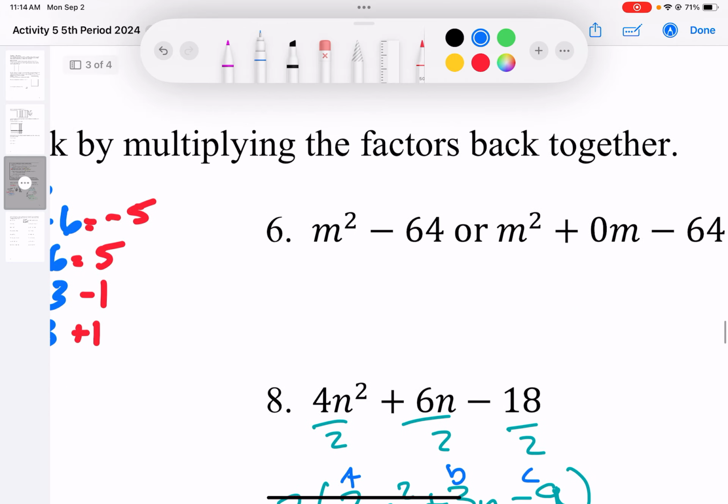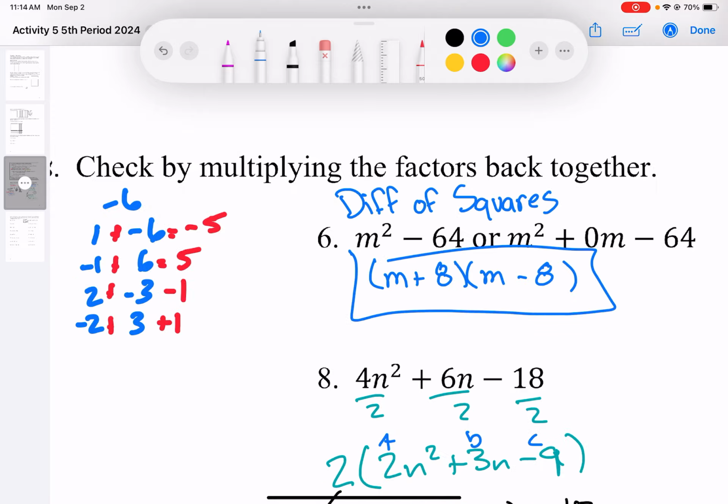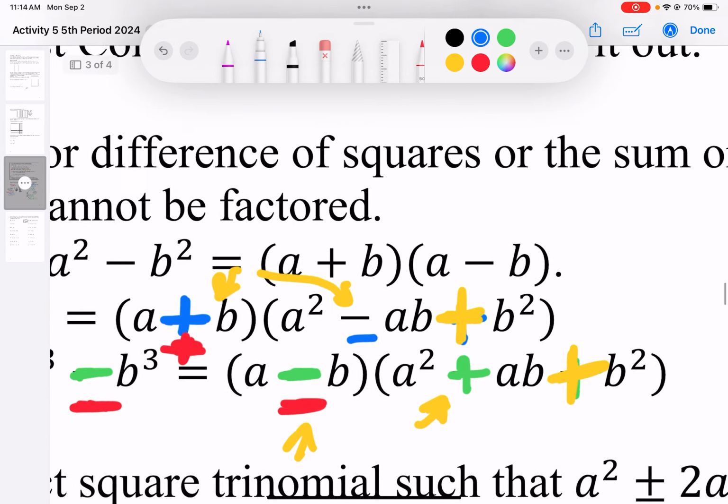Okay, let's look at actually the one above. So this one right here is a difference of squares. Because I can take the square root of this, and I can't take the square root of negative 64, but I can take it of 64. And these ones are pretty simple when we do find them. It's because m, and then it's a plus and a minus. And then the square root of 64 is 8 and 8. And there we go. They just follow that pattern from above, which is this one.